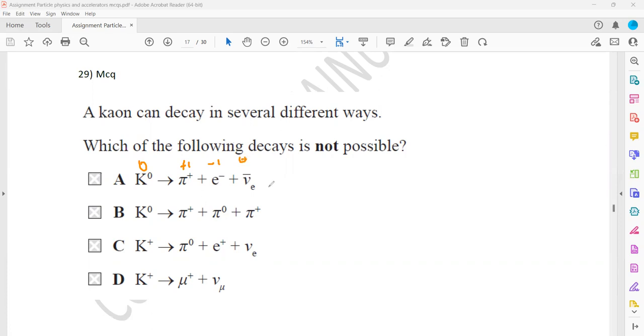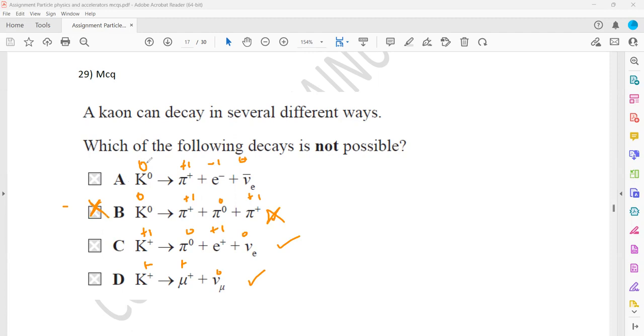does not have any charge. So charge is conserved for A. What about B? 0 is there, plus 1, 0 and plus 1. Again, you can see the left hand side is 0, but the right hand side is plus 2. So it is not possible, charge is not conserved. Here plus 1, 0, plus 1 and 0, so it is conserved. Plus 1 and 0, so it is also conserved. So in B the charge is not conserved. That's why this decay is not possible.